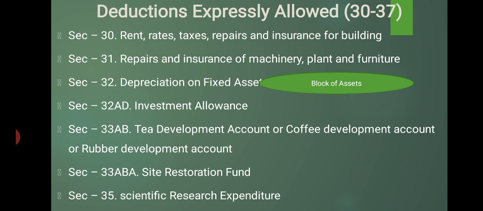And the next one, that is section 35, scientific research expenses. It's an important area. Any amount which is particularly spent for scientific research in business can be claimed as a deduction as per this section 35. So what are the provisions in this respect? Let's see in detail.